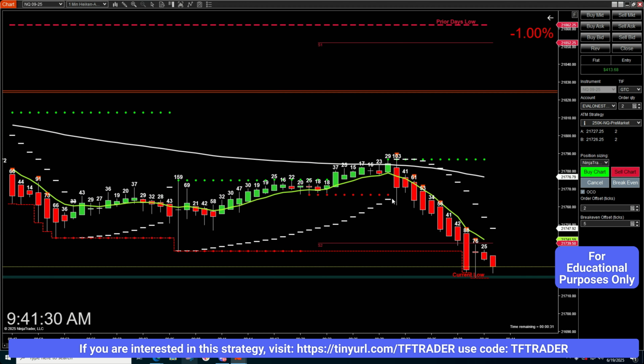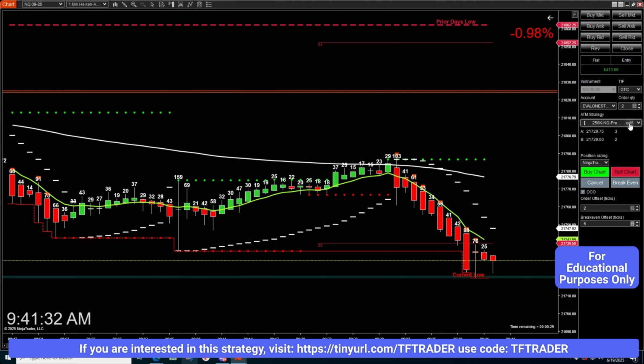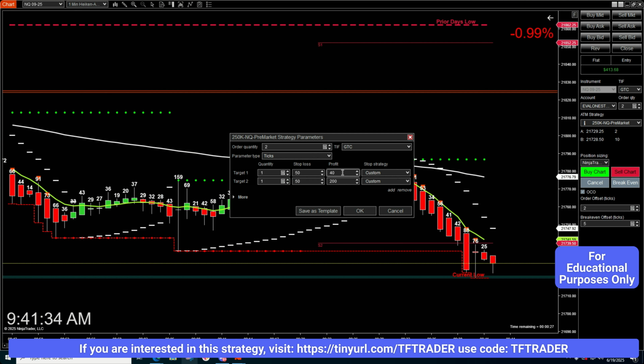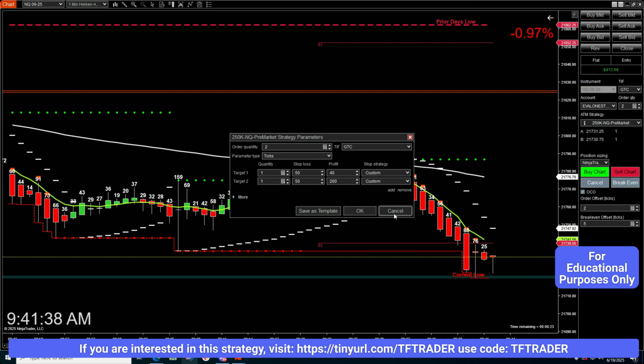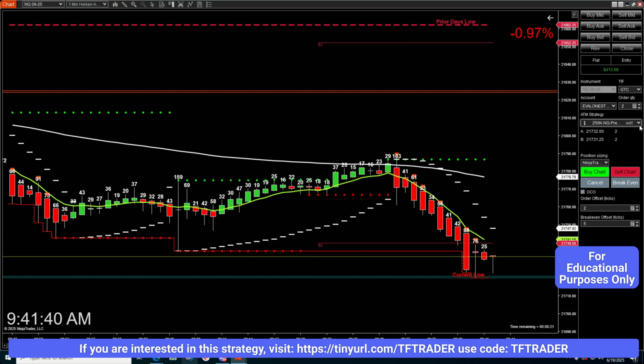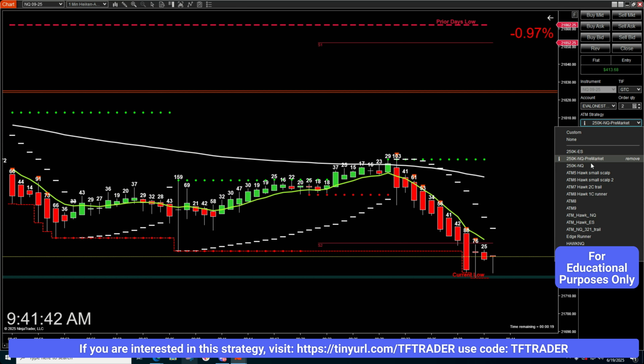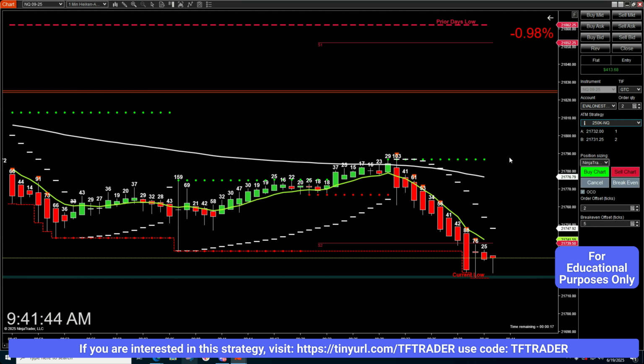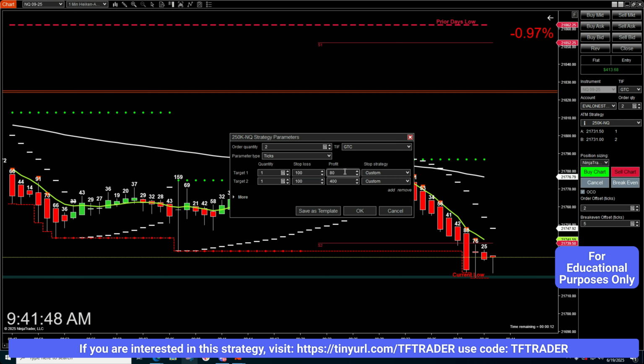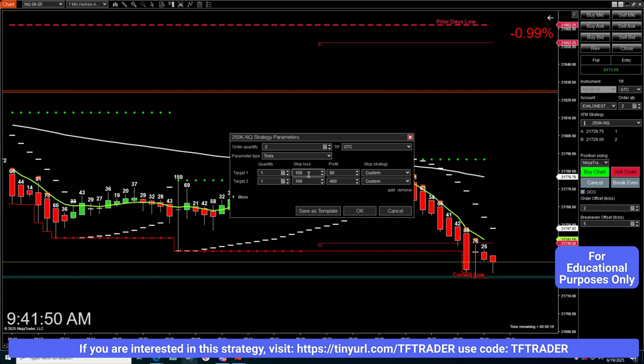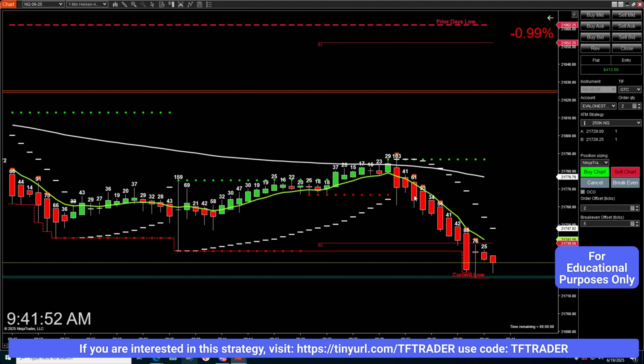So I adjusted for our ATM, which looks like this, a 40 tick target and a 50 tick stop loss, versus the ATM that we normally use, which is an 80 tick target and a 100 tick stop loss. So you have to adapt it based on what you're seeing with the market and the volume.